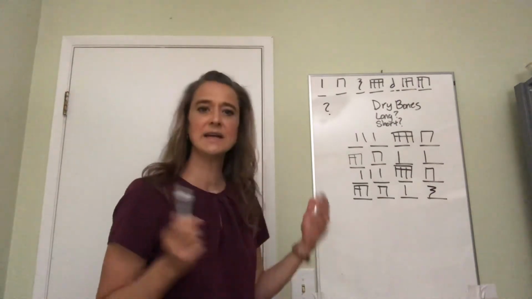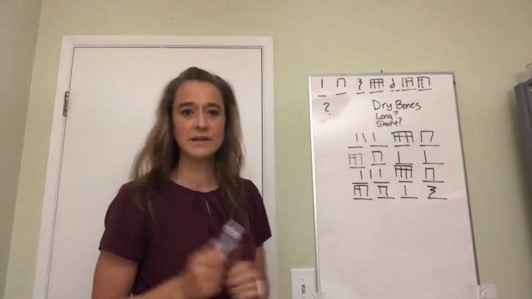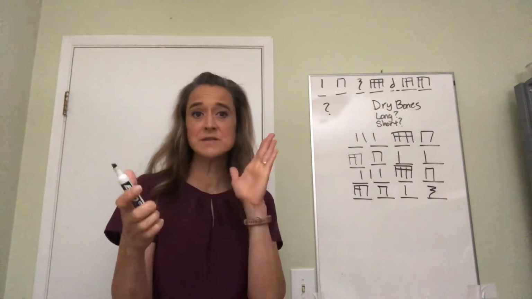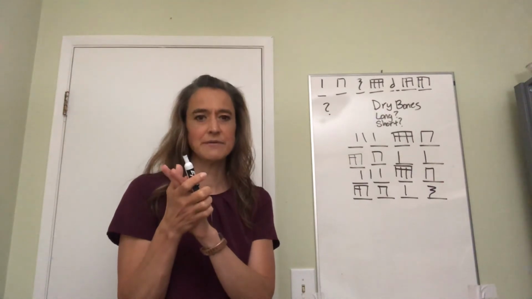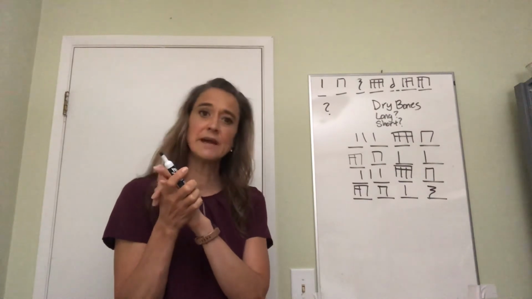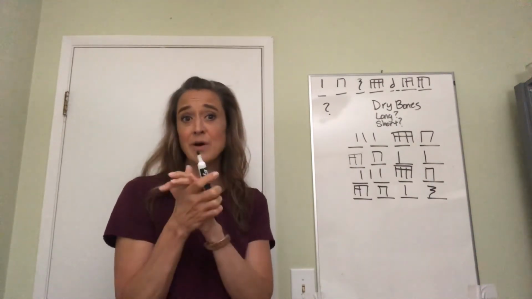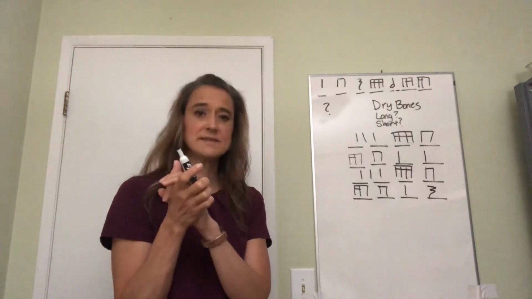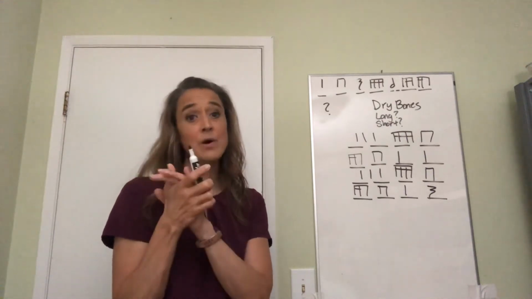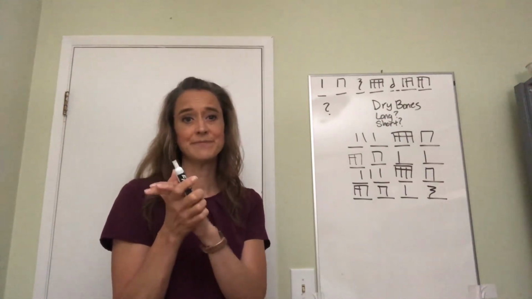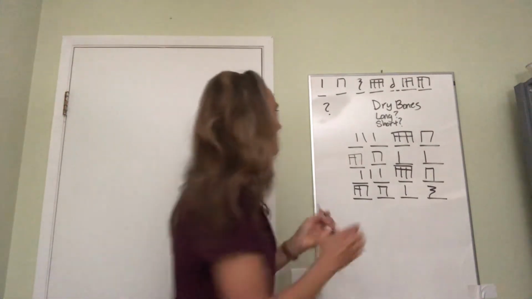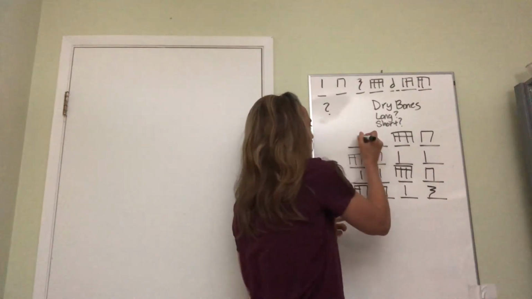Okay, now we have to decide, what combination of long and short is our new rhythm? We have dry bones come. Let's listen carefully for shorts and longs. Dry bones come. Does it sound like long, long, short? Dry bones come. No. Does it sound like short, short, long? Dry bones come. No. Dry bones come. How about short, long, short? Short, long, short. That's the one. So we have a short, long, short combination.